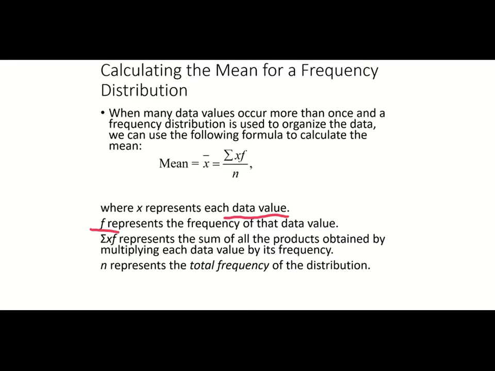And then here we have the sum of X times F. So you're going to take the data point times the number of times it occurs, multiply it, and then add all those numbers together. And then we are going to divide that by N, which is the total frequency of the distribution.